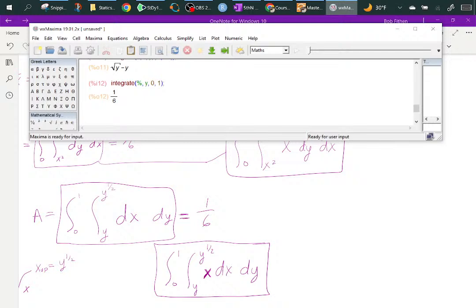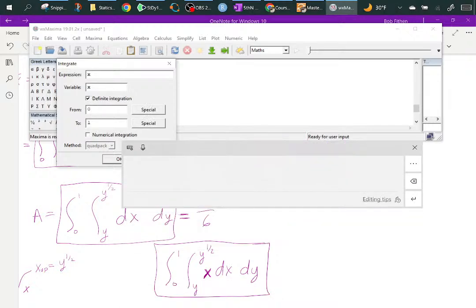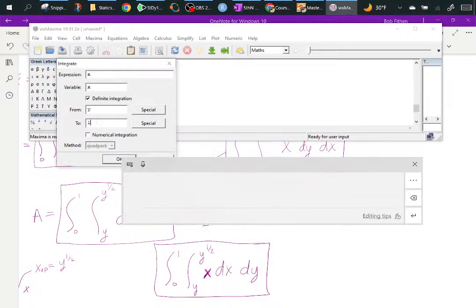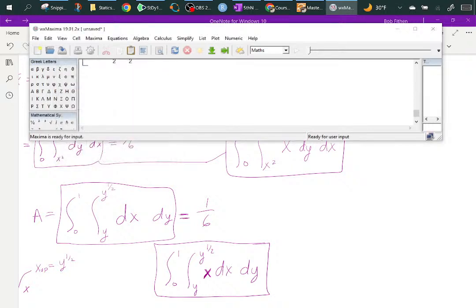So let's go ahead and do the calculus. Now, we could do this in one step, but I don't want to do that right off. So I'm going to integrate the expression x, and I'm going to do this one first, right down here. I'm integrating between y and y brought up to the, there's my extra parentheses, and I integrate that. There we go. The first thing is the integral of this term right here.